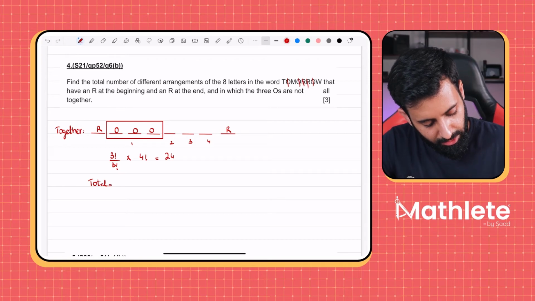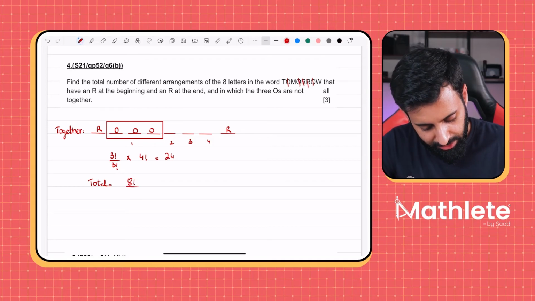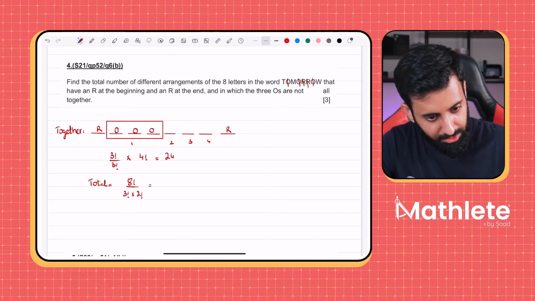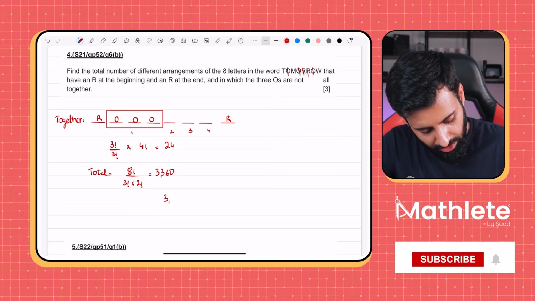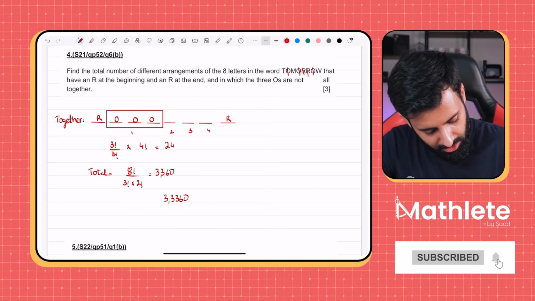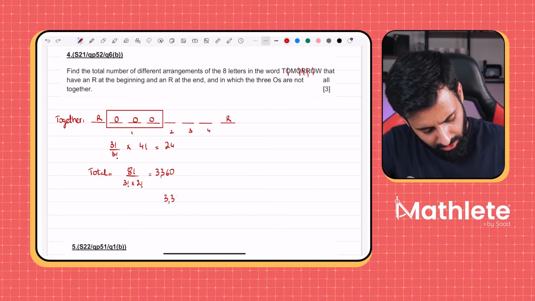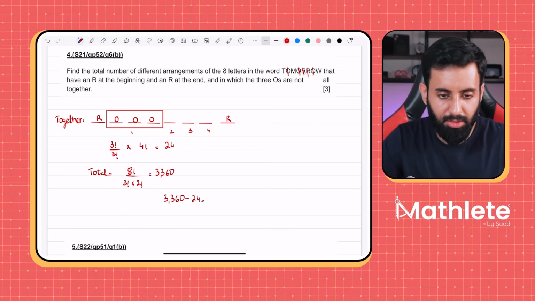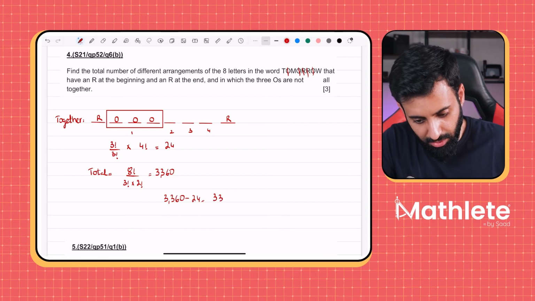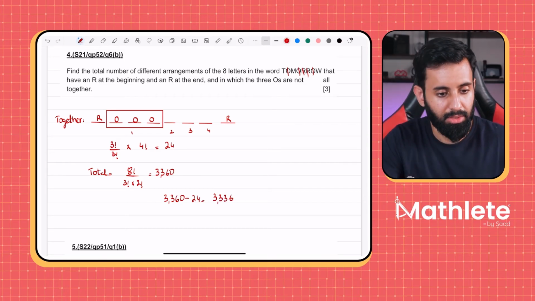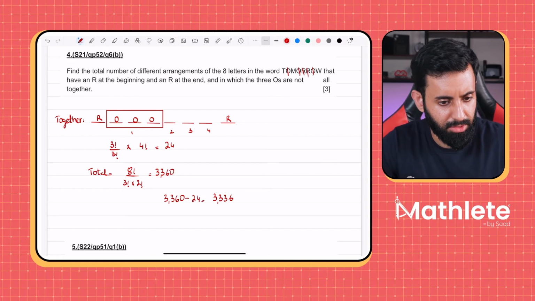So the way that we're going to work out the total is as follows. How many letters are we talking about? We're talking about 8 letters. And from these 8 letters, O occurs 3 times, so that's 3 factorial. R occurs twice, so that's 2 factorial, which is equal to 3,360. Now let's subtract 24 from 3,360. 3,360 minus 24, so we get 3,336, which I believe is the correct answer.